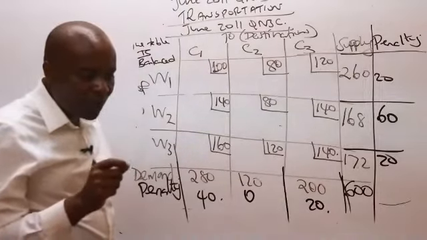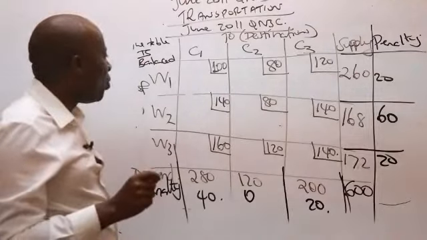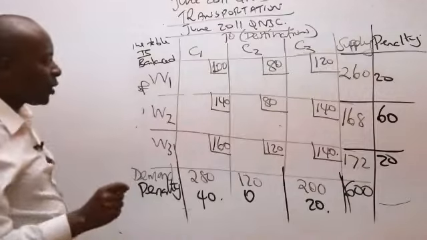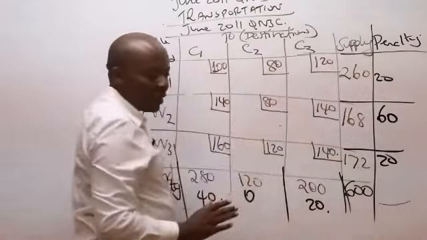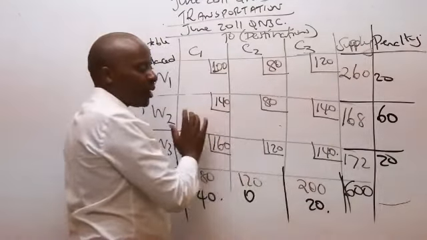Why is the penalty of W2 60 and not 0? Very good question. Now, Victor, look at this. Between the 3 cells, which one is the very best? It is 80. Followed by the second, which is what here?